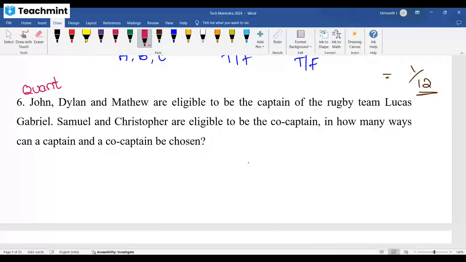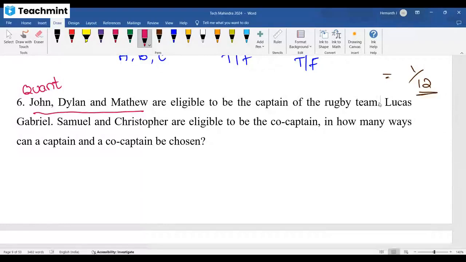Now, among the people eligible to be the captain: John, Dylan, and Matthew are eligible to be a captain of the rugby team. Lucas, Gabriel may be different or a single word, a different word. That is also important. Answer will depend on that. So Lucas, Gabriel, Samuel, and Christopher are eligible to be the co-captain.